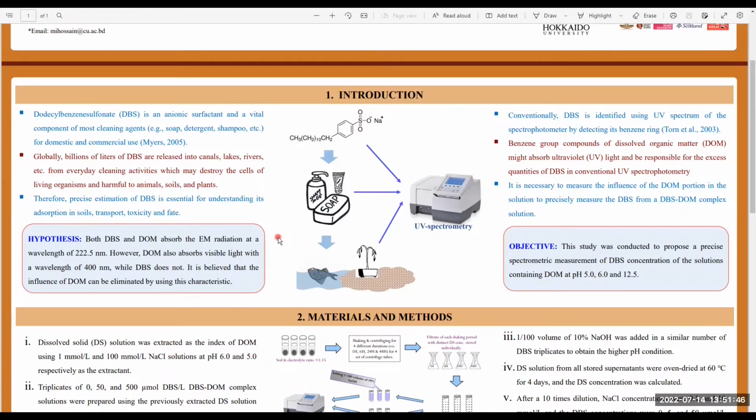And hypothesis, as we know that DBS can absorb the UV light, like in our experiment, we used a 2 to 2.5 nanometer. And dissolved organic matter also absorbs the same wavelength. But in visible light, dissolved organic matter absorbs the visible light because it has the turbidity or opacity in different level. But DBS solution is transparent and doesn't absorb the visible light. So from this type of phenomena, maybe we can develop a precise DBS measurement method using the spectrophotometer. Our objective is this actually, to propose a precise spectrometric measurement of DBS concentration from the solutions containing dissolved organic matter at pH 5, 6, and 12.5.